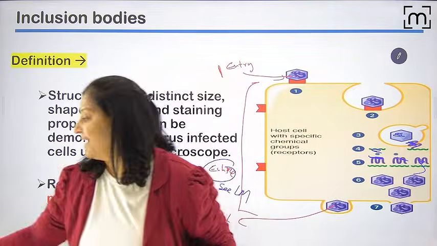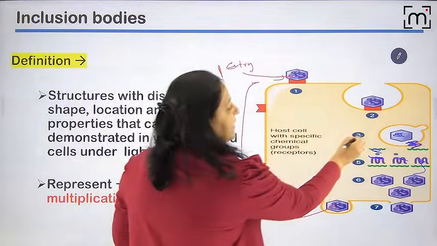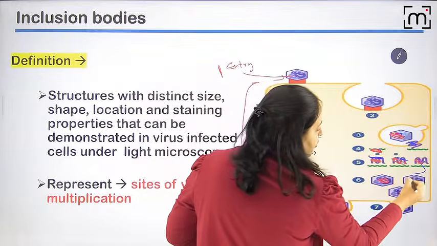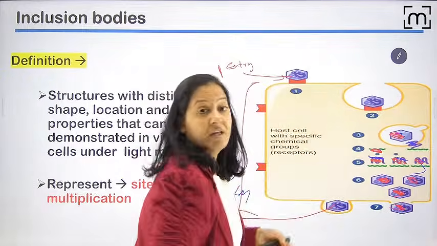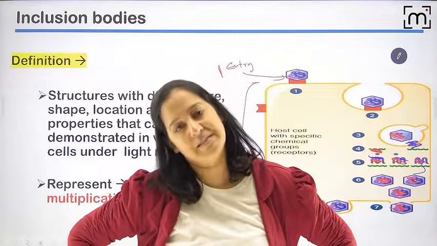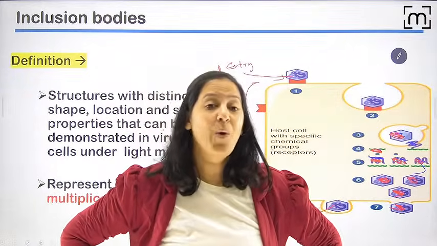So what can I see? I can't see a virus, but I can see dots, dots, dots. These dots are inclusion bodies. The fragments of the virus are the inclusion bodies. You got it? So what do they indicate?